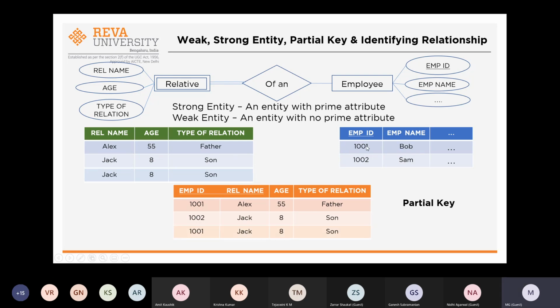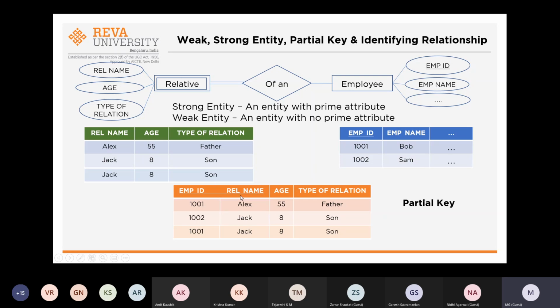One of these Jacks might have been connected to Bob and the other one is the son of Sam. So there is no primary key defined for it. Such an entity which doesn't have a primary key is called a weak entity. A weak entity is represented by a double rectangle. A weak entity can be connected to a strong entity by defining a new table wherein one of the attributes becomes the partial key for the primary key of this table.